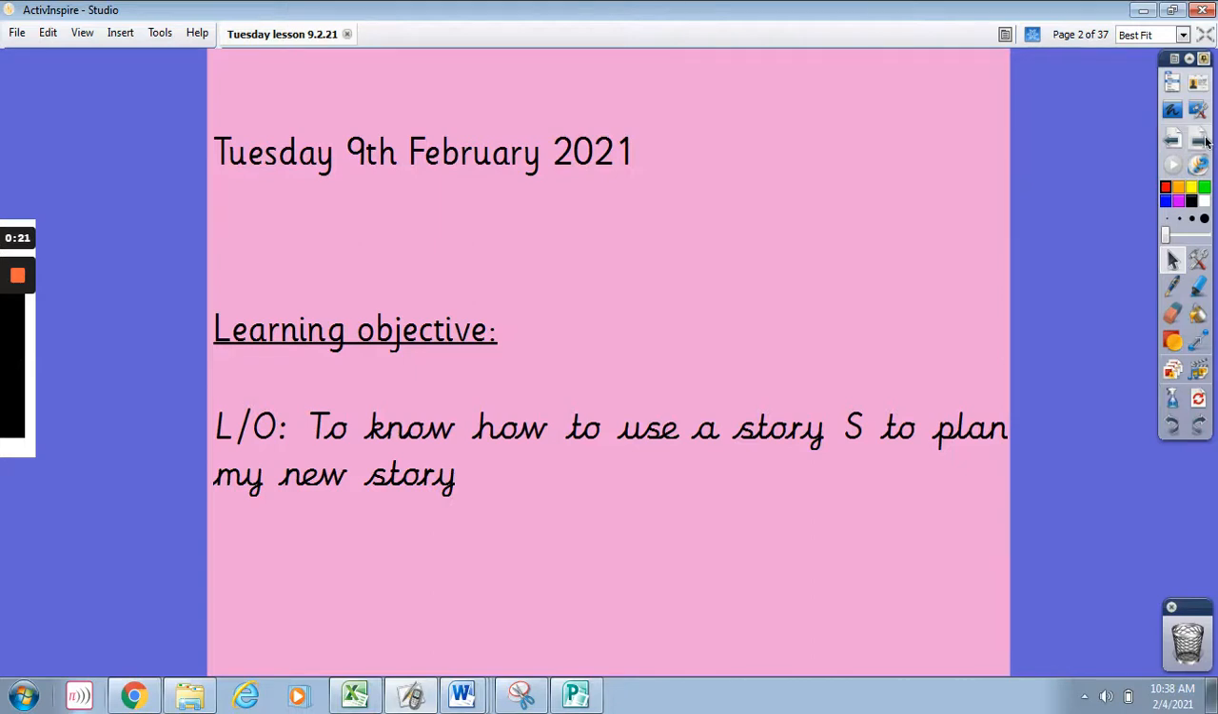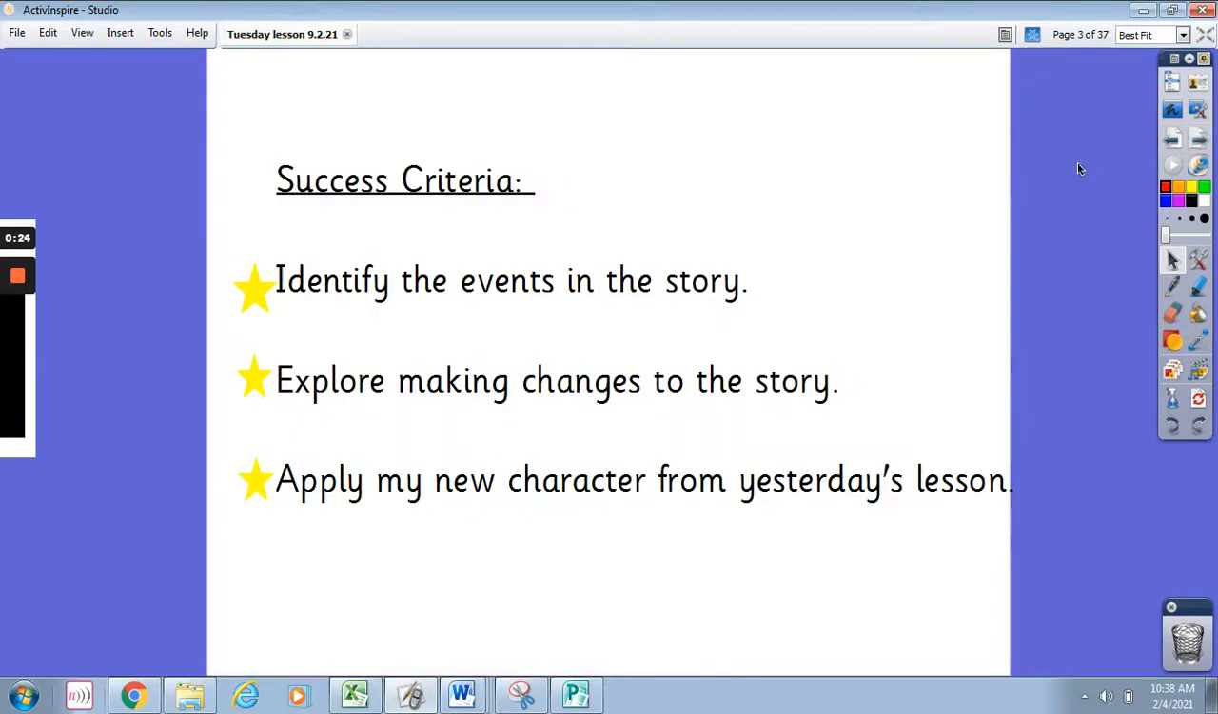We're going to be planning a story today. So our success criteria is to identify the events in the story, to explore making changes to the story, and to apply my new character from yesterday's lesson.